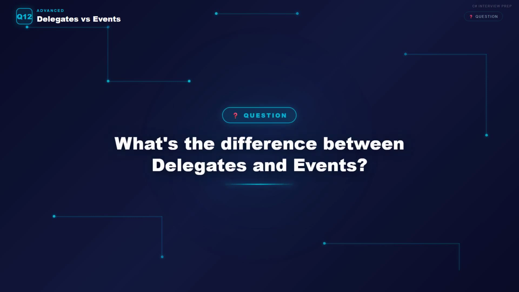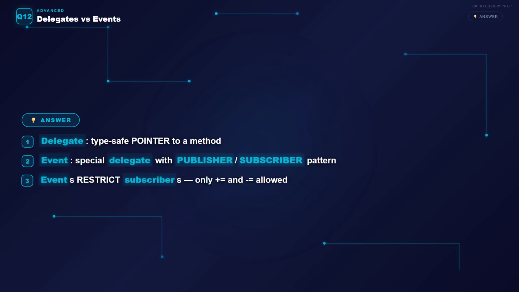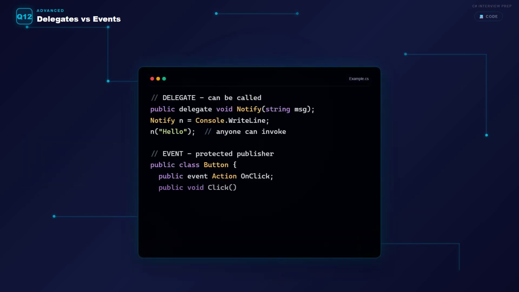Question 12. What is the difference between delegates and events in C#? A delegate is a type-safe pointer to a method. You can invoke it directly from anywhere. An event is a special delegate that follows the publisher and subscriber pattern. Events restrict what subscribers can do. Subscribers can only use += and -=. They cannot invoke the event from outside the class. This protects your publisher. Here's an example.